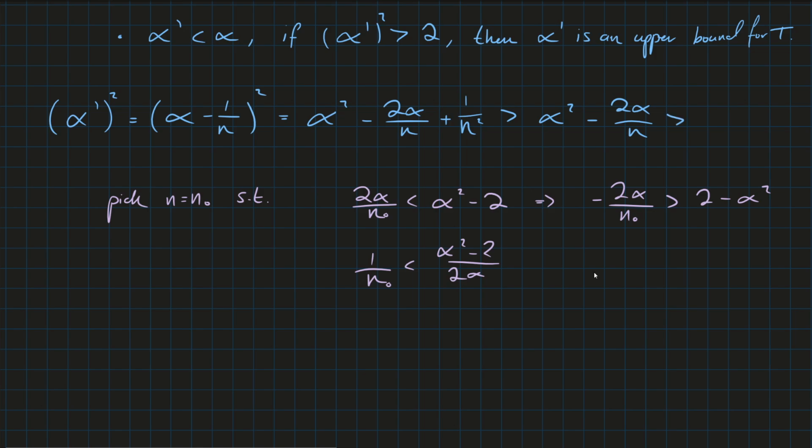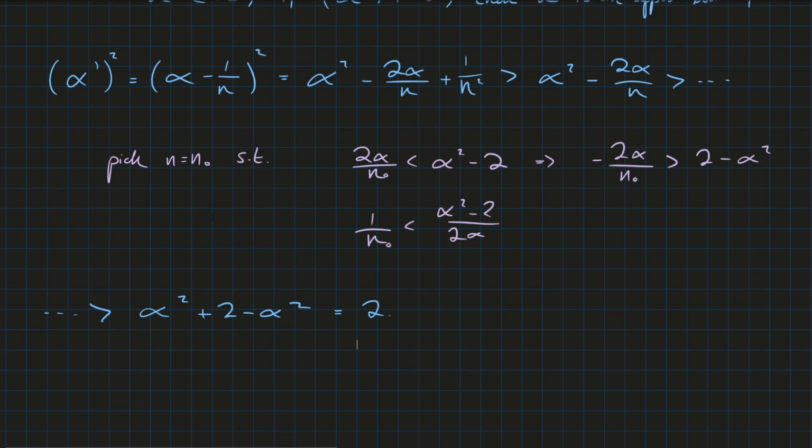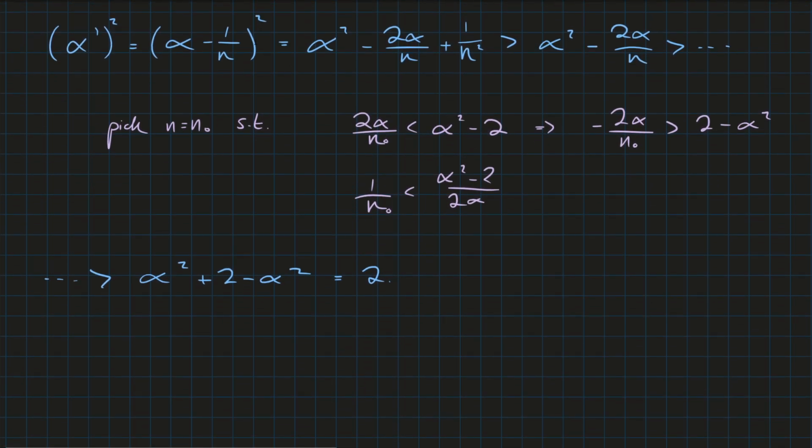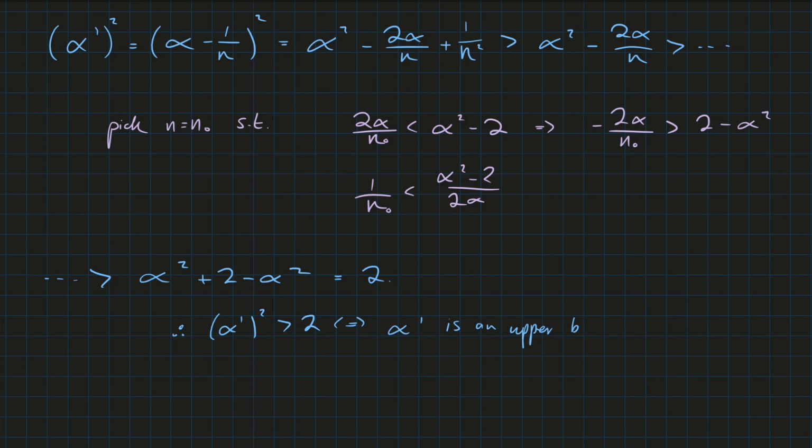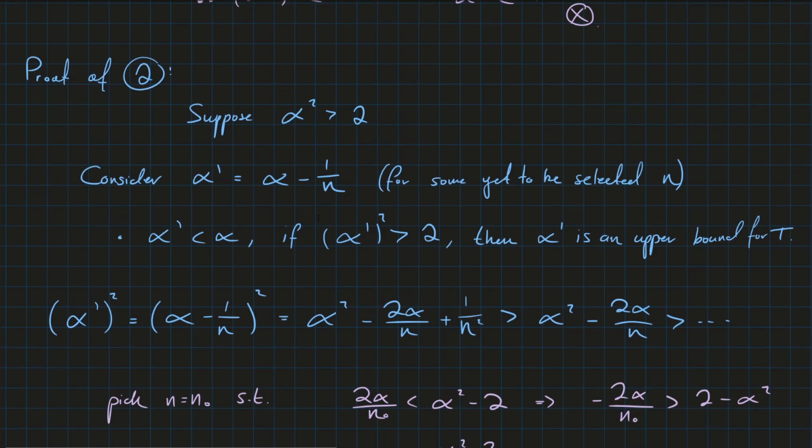So we can continue, and we can replace this with alpha squared plus 2 minus alpha squared, which is equal to 2. I just replaced that with something smaller, 2 minus alpha squared, and the alpha squareds cancel, we just get 2. And there we have it. So we can conclude now, therefore, alpha prime squared is greater than 2. So this implies that alpha prime is an upper bound for T. And we have a contradiction because alpha prime is an upper bound for T, but is a smaller upper bound than alpha. But that can't be true. Alpha was the least upper bound.